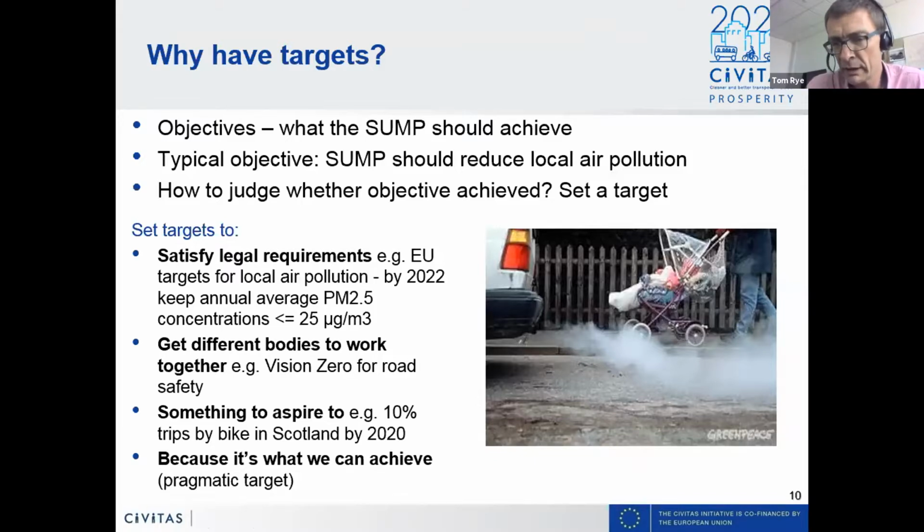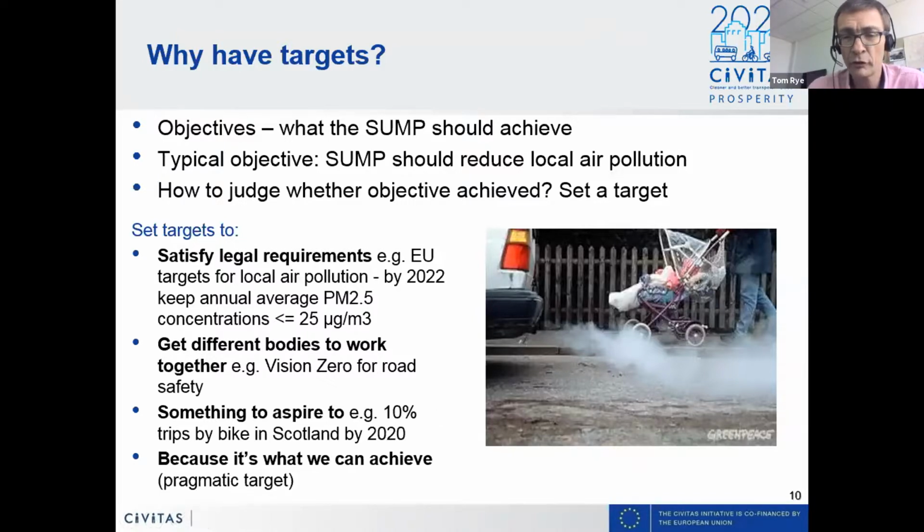Okay. I mean, I could bring in here the acronym SMART target, but I won't bother. But basically, the target is taking the objective, which might be improved road safety or improved local air pollution, and putting a number on how much change there will be. In this case, the change is 10% of trips by bike. Yeah. And it's giving a date to do that. Yeah. And then it should be something that you can measure. Yeah. It should obviously be something that you can measure.